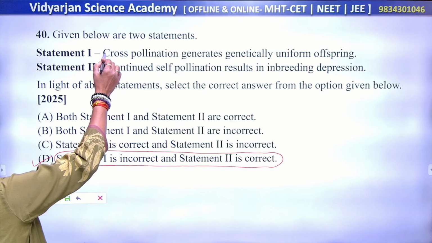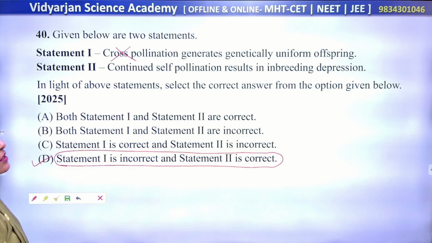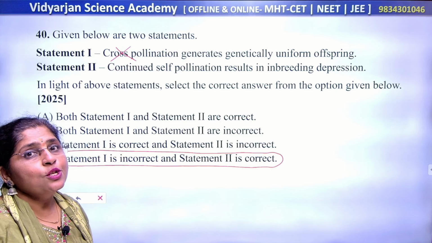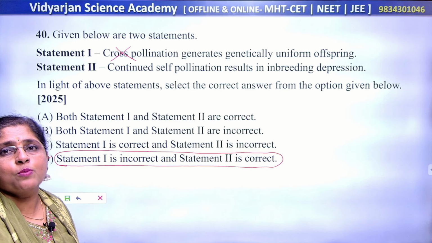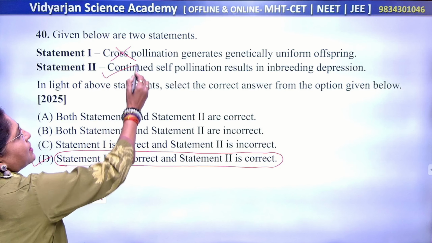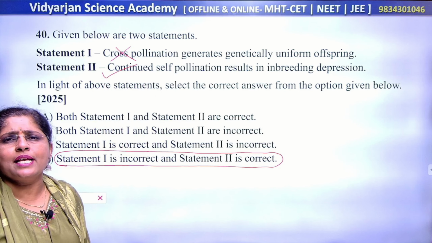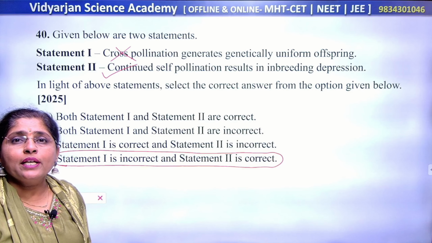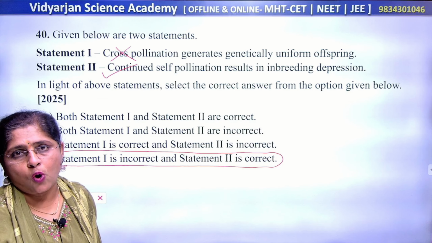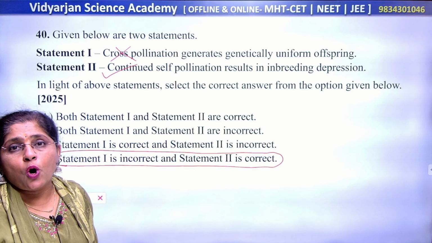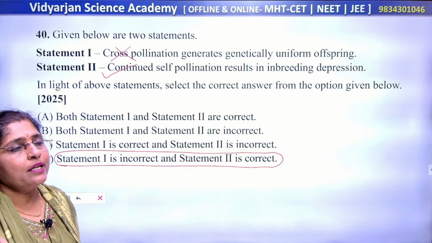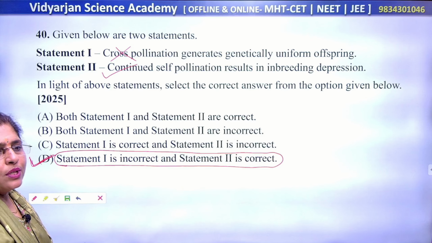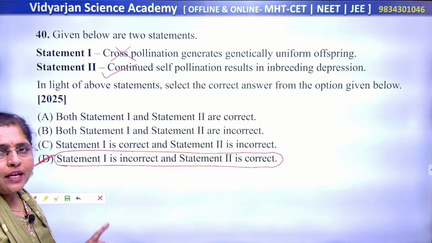This one is not correct. Cross-pollination, genetically uniform? You know that cross-pollination will give you variation, so there is no question of genetically similar offsprings. And this one is correct: if you continue self-pollination, it may give you depression. What is the meaning of depression? It will not give you improved varieties of the crops along with variations. Got it? So D is the correct answer. Note down that for question number 40, D is the correct answer.